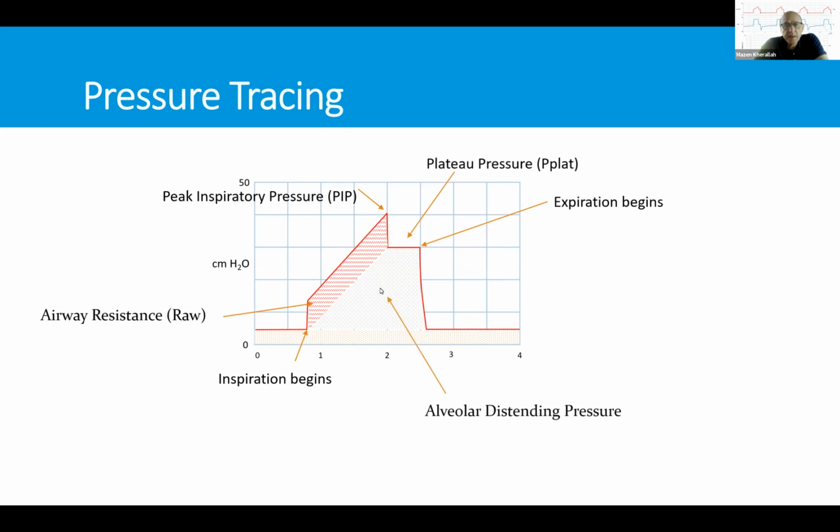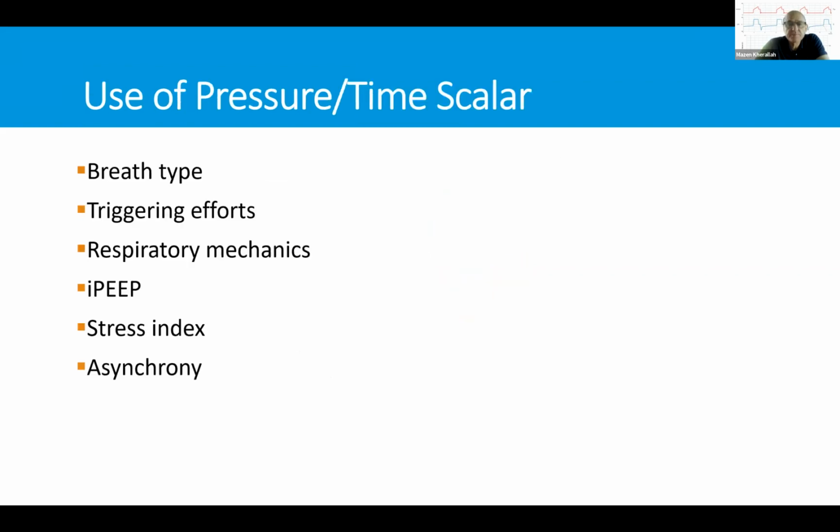And the area under the curve here, the light shaded area, is the alveolar distending pressure, or the pressure required to overcome the lung elastance and the chest wall elastance. When the pressure is released, it goes down to the baseline level. This is the fourth variable, and we call this level the level of PEEP, or the positive end expiratory pressure that you set on the ventilator.